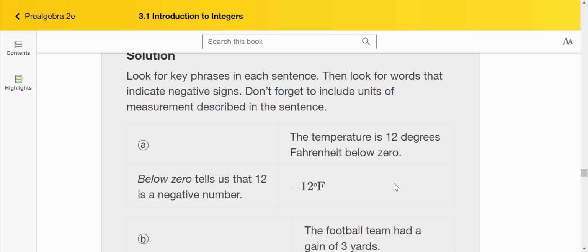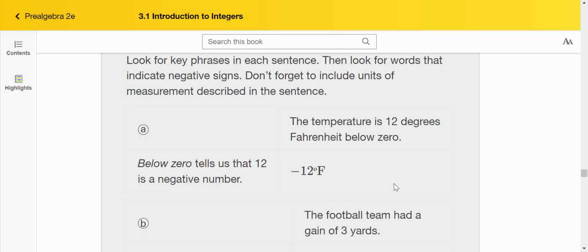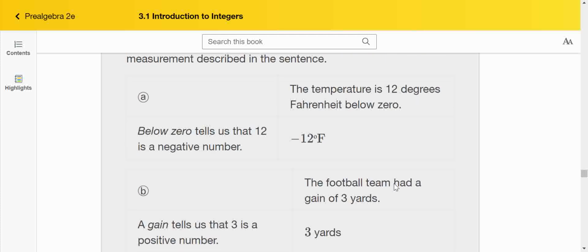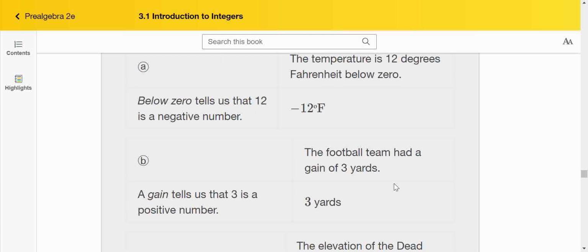A. The temperature is 12 degrees Fahrenheit below zero. Below zero tells us that 12 is a negative number. Minus 12 degrees Fahrenheit. B. The football team had a gain of 3 yards. A gain tells us 3 is a positive number.